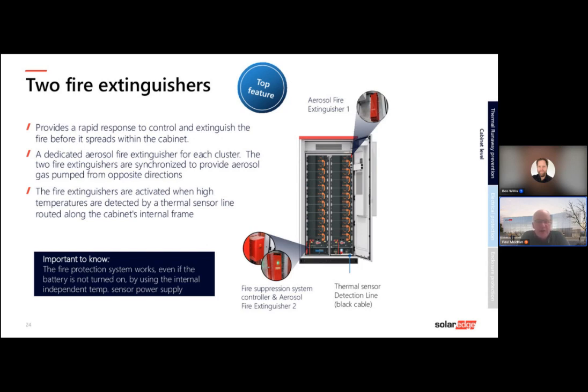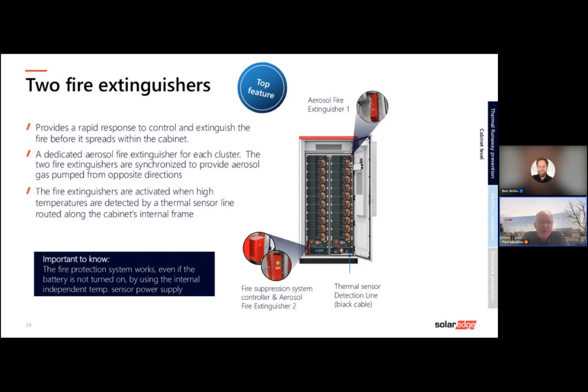But once that's been done, what you want to see is how we, as much as possible, stem any effects. What we do is have 2 extinguishers, one for each of the sides of the CSS-OD. One is based in the bottom left, and then one up in the top right. It provides rapid response to control and extinguish the fire before it spreads within the cabinet. There is a dedicated aerosol fire extinguisher for each cluster. And cluster was the word I was looking for, actually. It's funny how these words can leave you all of a sudden, but each side is called a cluster. So there are 2 fire extinguishers there.